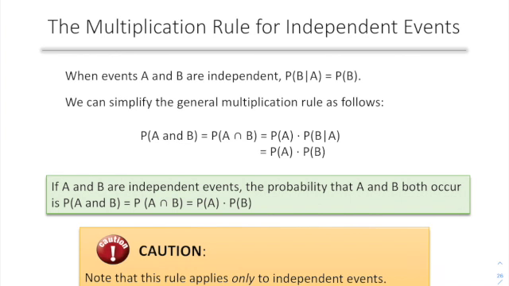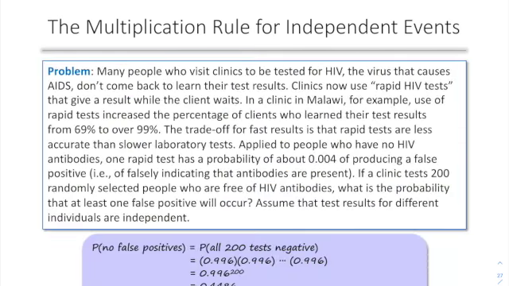If two events are independent, then we have a simpler multiplication rule, that the probability of A and B simply equals the product of each of their probabilities. But remember, this only applies to independent events. In an earlier section, we talked about the probability of A and B, a multiplication rule, but we weren't dealing with independent events, so don't get them confused.